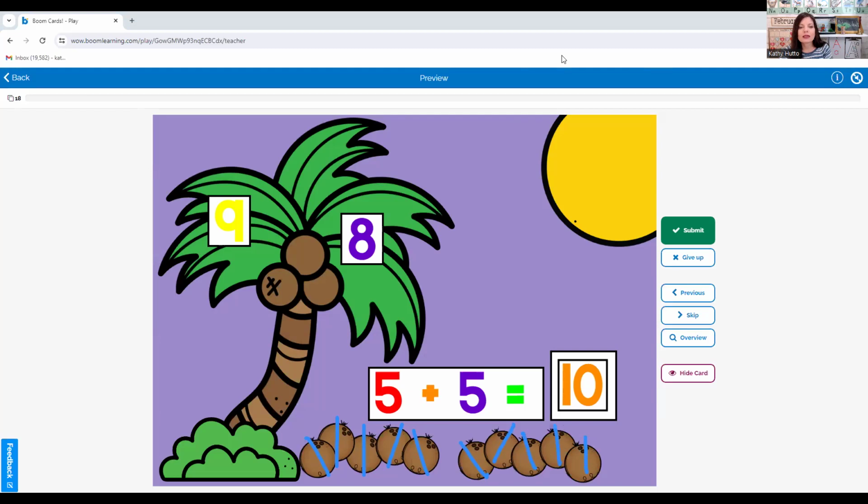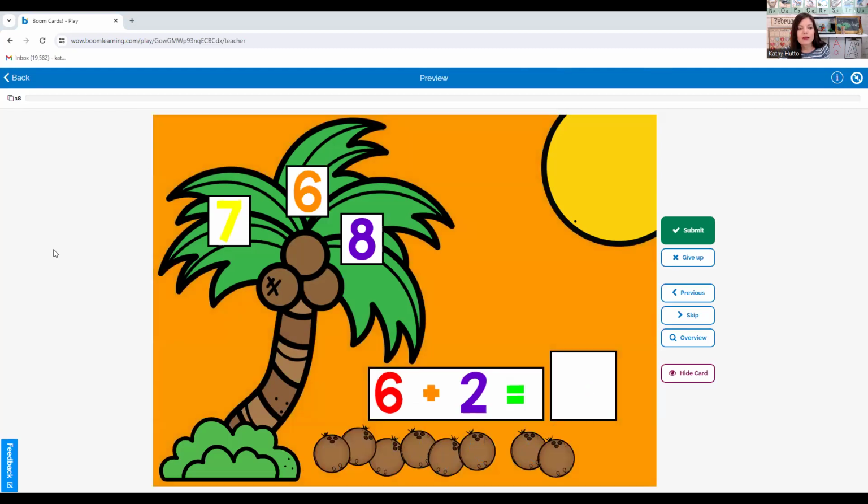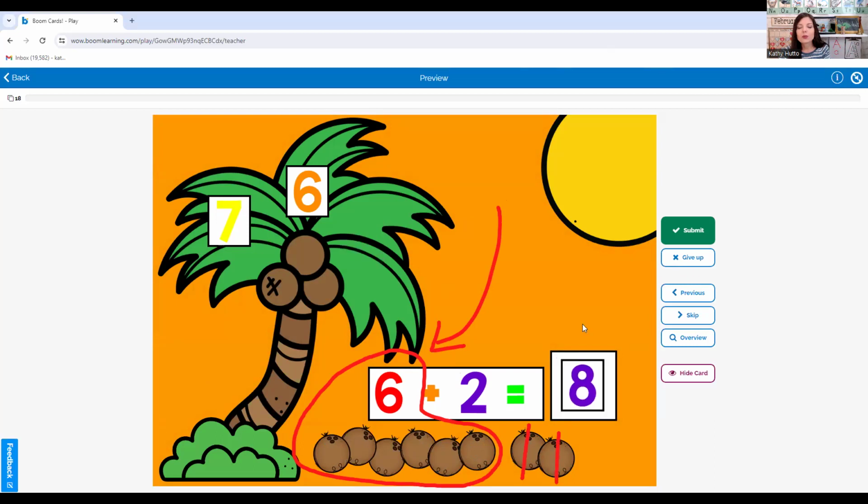Now, for this next one, let me show you something. I know that there are 6 coconuts right here. I don't really have to count all those coconuts. I know there are 6, so I can just keep counting on. Here are 6, and then 7, 8. 6 plus 2 equals 8. That will help our adding to be faster. That's a strategy called counting on.